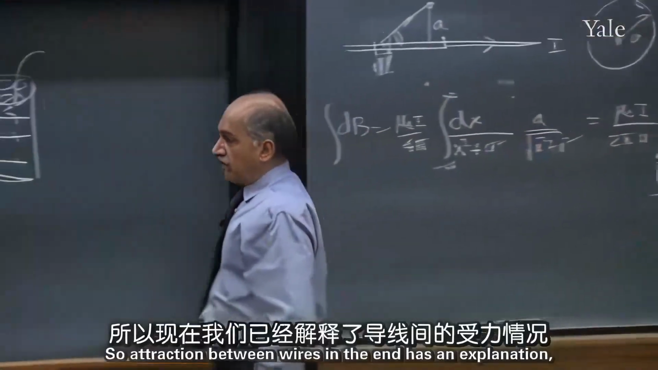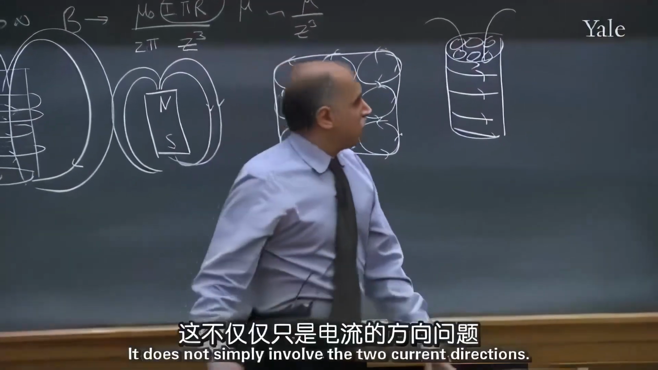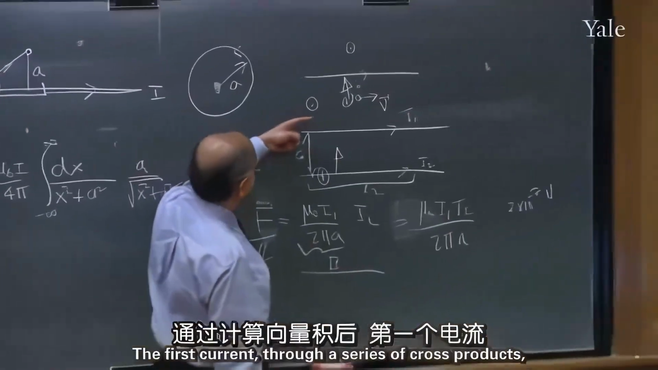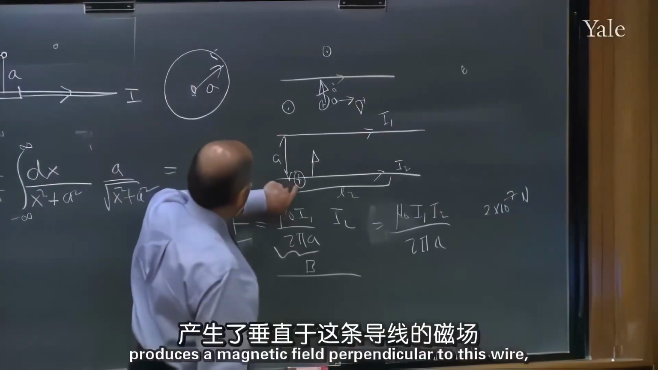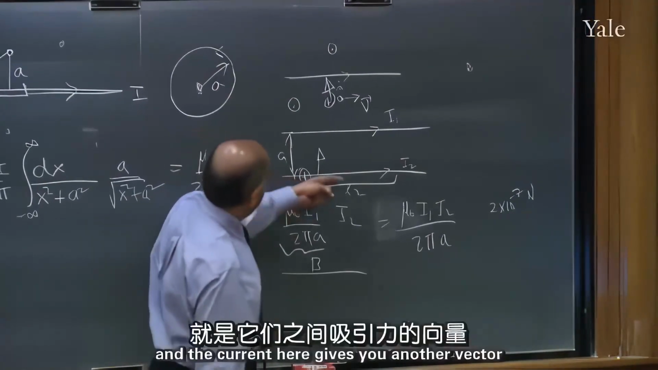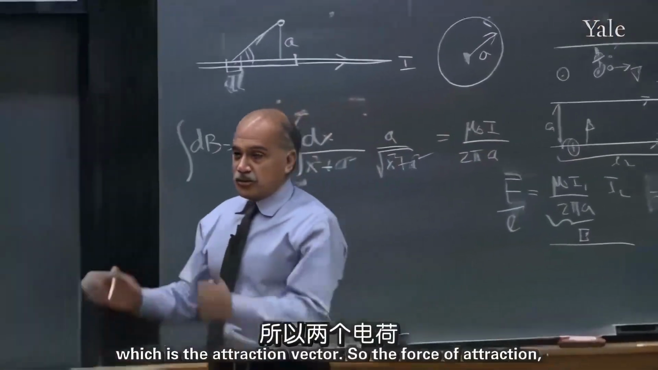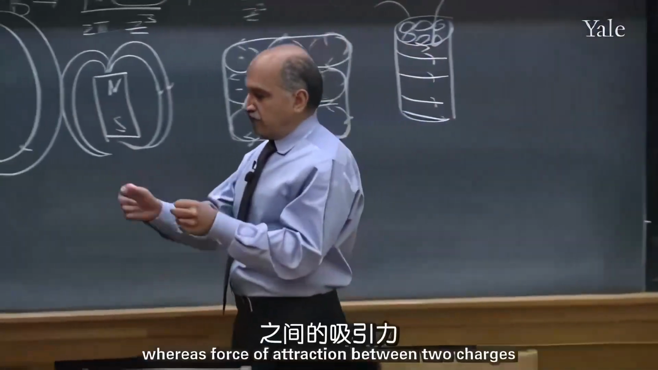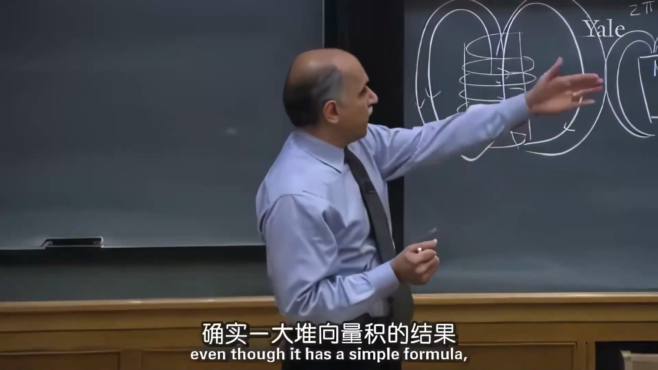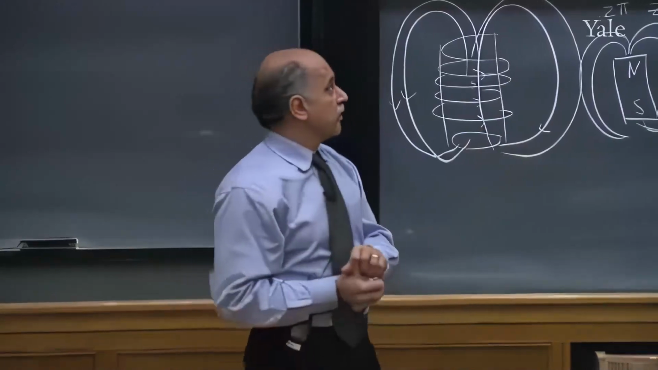So attraction between wires, in the end, has an explanation, but it's very complicated. It does not simply involve the two current directions. The first current, through a series of cross products, produces a magnetic field perpendicular to this wire, and another cross product of that perpendicular field and the current here gives you another vector, which is the attraction vector. So the force of attraction between two charges is simply Q1 Q2 over R squared, whereas the force of attraction between two wires, even though it has a simple formula, comes in the end from a whole bunch of cross products. Okay, that's what you have to know.